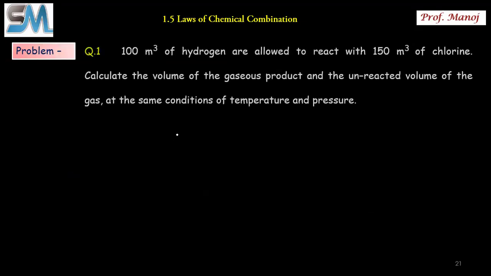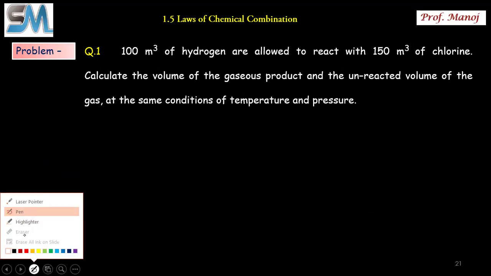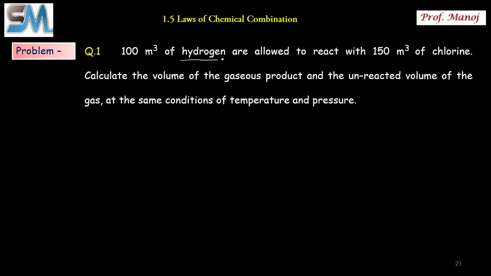Let us take up some numerical problems on this. Read up the first problem and then we can solve it. If you read the question, they say 100 meter cube of hydrogen is allowed to react with 150 meter cube of chlorine. Calculate the volume of product, unreacted volume of gas, and so on.